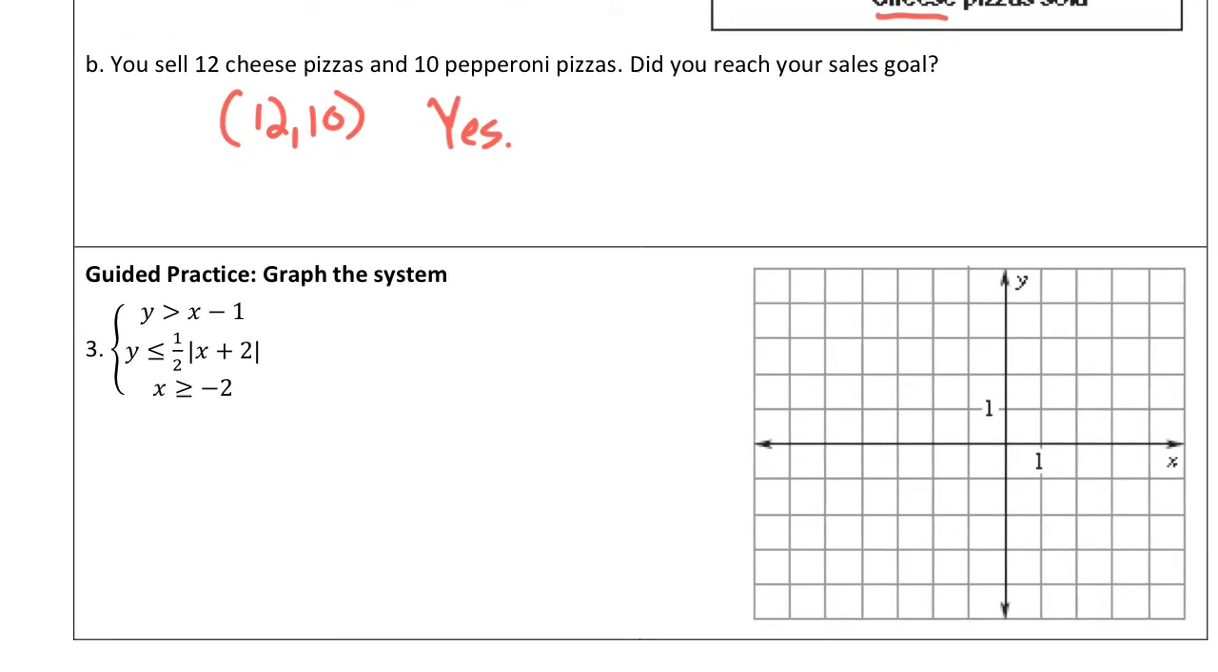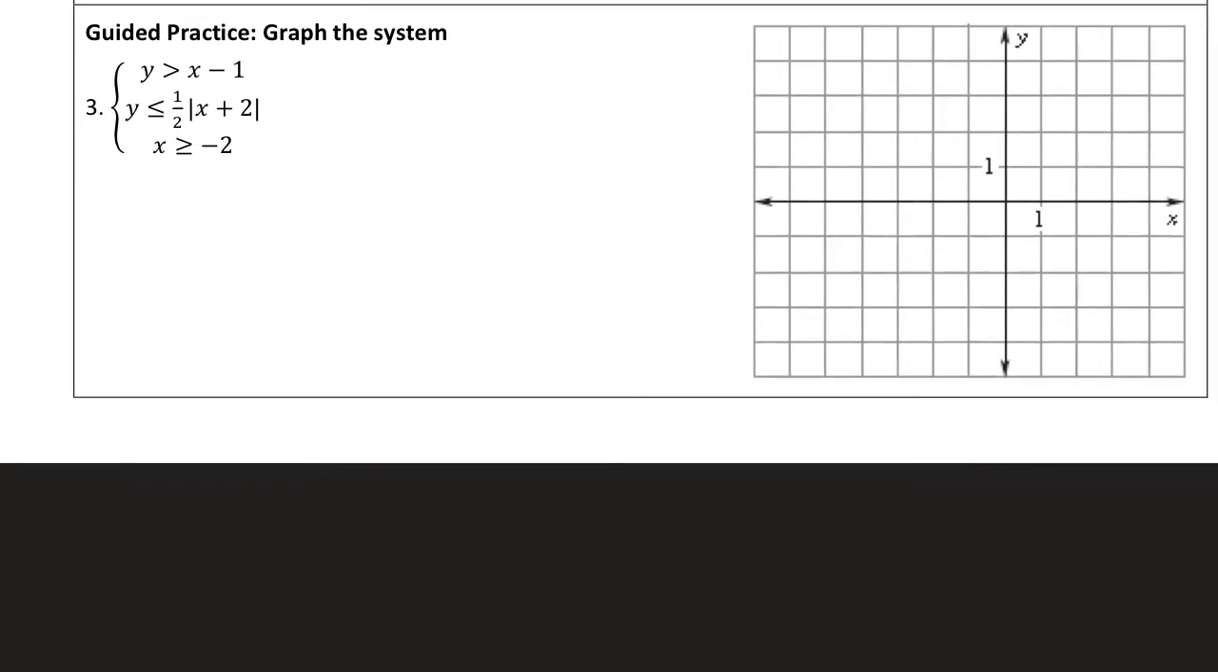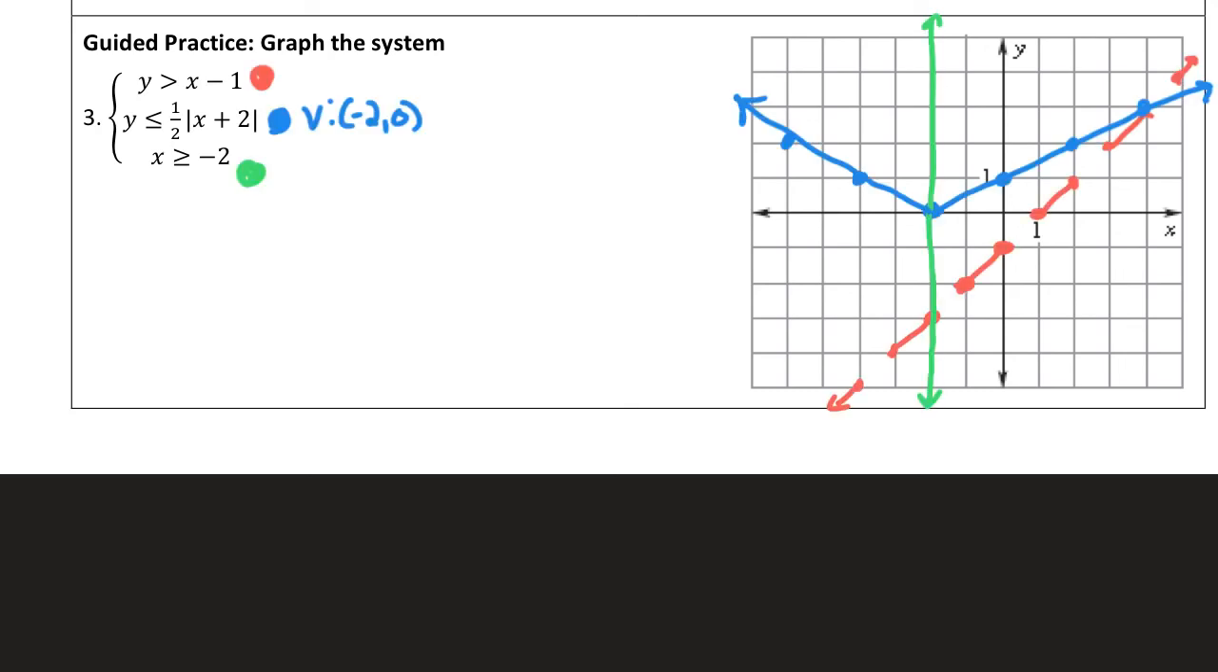So, down to the guided practice. I gave you one. This one's a little tougher because it has 3 inequalities. So I want you to try this one and then check your answer with me once you're ready. Okay, so there's a lot going on in this one. So I just wanted to show how to graph each of these, and then I'll show you where the overlap lies.